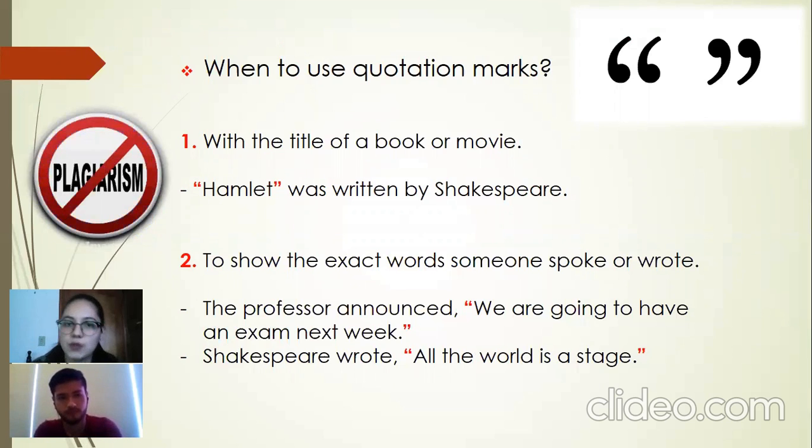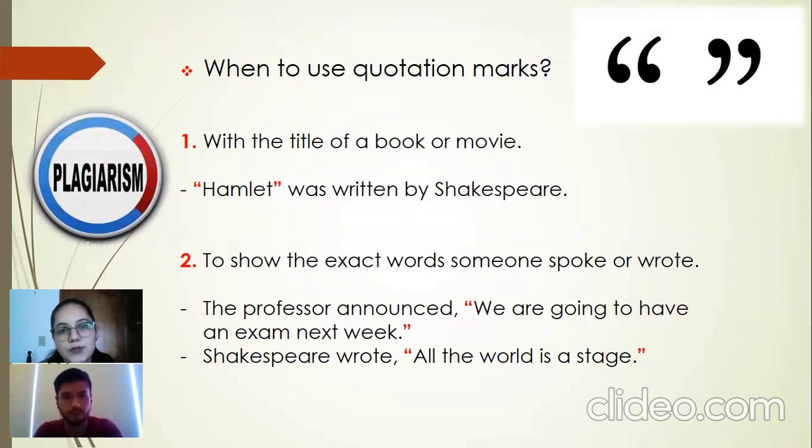First, we use quotation marks when we type or write the title of a book or a movie. For instance, "Hamlet" was written by Shakespeare. As you can see, the word Hamlet is in quotation marks because it refers to the title of a book.